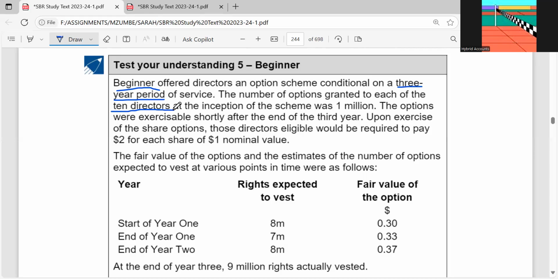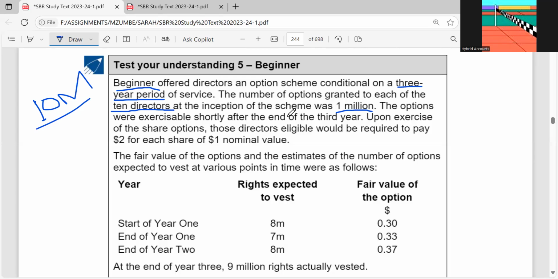They speak of directors. 10 directors, and at the inception of the scheme the number was 1 million each. So each director was offered 1 million. I hope you have seen that. So you can see the total number of options would be 1 million times 10 directors, which is 10 million options, in case all of them stayed with the entity for all 3 years. The options are exercisable shortly after the end of the third year.